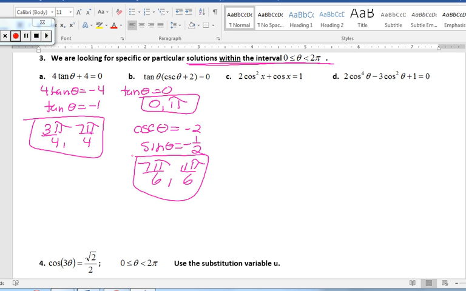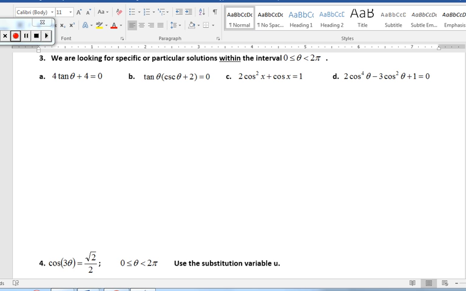Now if you look at C, it is not a set of factors. We're going to have to factor that first. So the first thing we're going to do is subtract the 1 over, just like we were solving a quadratic equation. Have it set equal to 0. We're going to factor. Our only choices for 2 cosine squared x are 2 cosine x and cosine x. Our only choices for 1 are 1 and 1. We want the O and the I of the FOIL to be positive, so we get a plus here and a minus here. Once we're factored, we set each piece equal to 0 to solve.